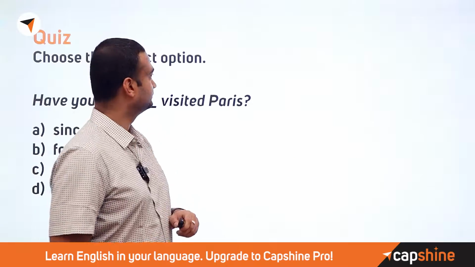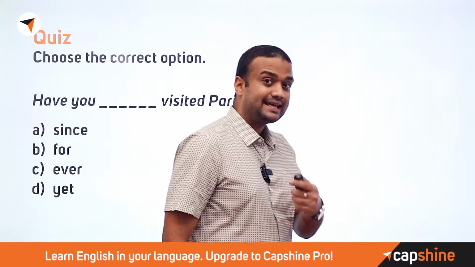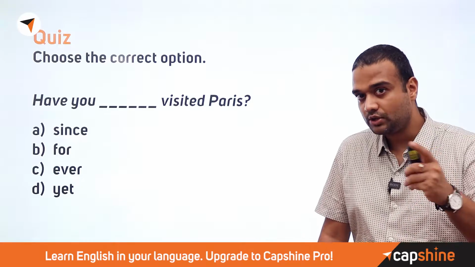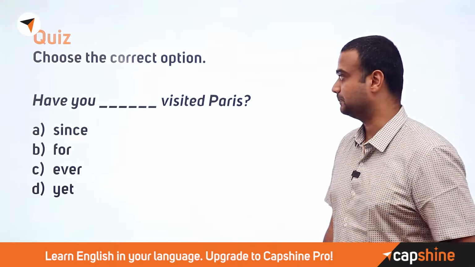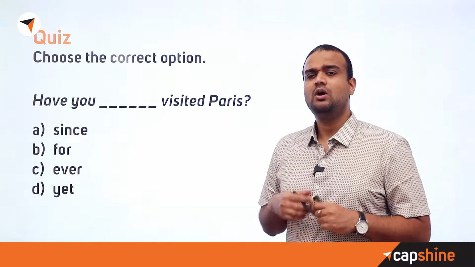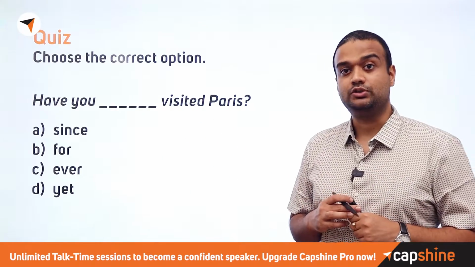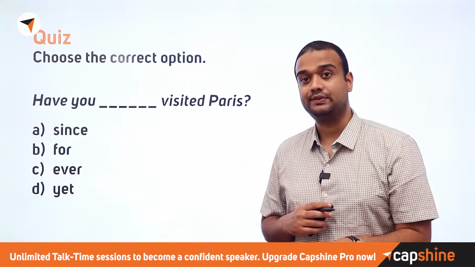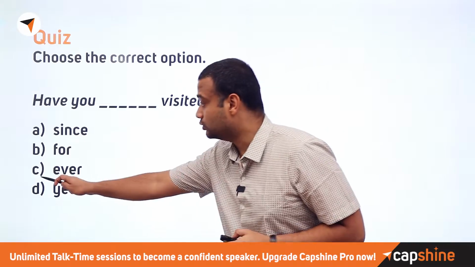Let's look at a few sentences and see if you can use the correct word to fill in the blank. You can pause the video if you need some time. The sentence says, have you blank visited Paris? What do you think is the word that we will use here? I'm trying to ask, at any time in the past, have you done this? So, I will use ever.